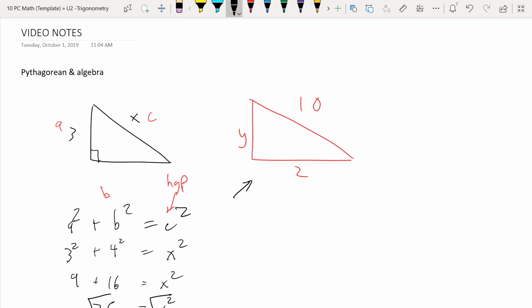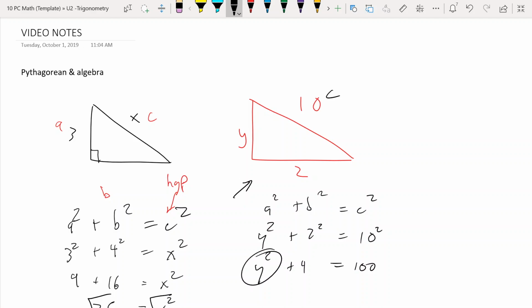Same idea works over here. I'm going to set this question up. A squared plus b squared equals c squared. Remember this one's c because it's the hypotenuse, so we'll do y squared plus 2 squared equals 10 squared. Now the difference you're going to notice is that here we have y on this side, whereas on the other side the variable was by itself already. So I like to square it first, so we get y squared plus 4 equals 100.